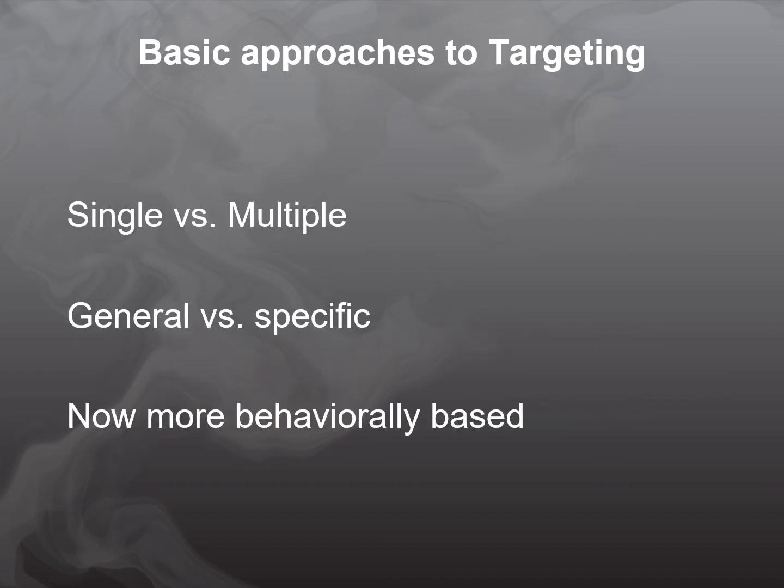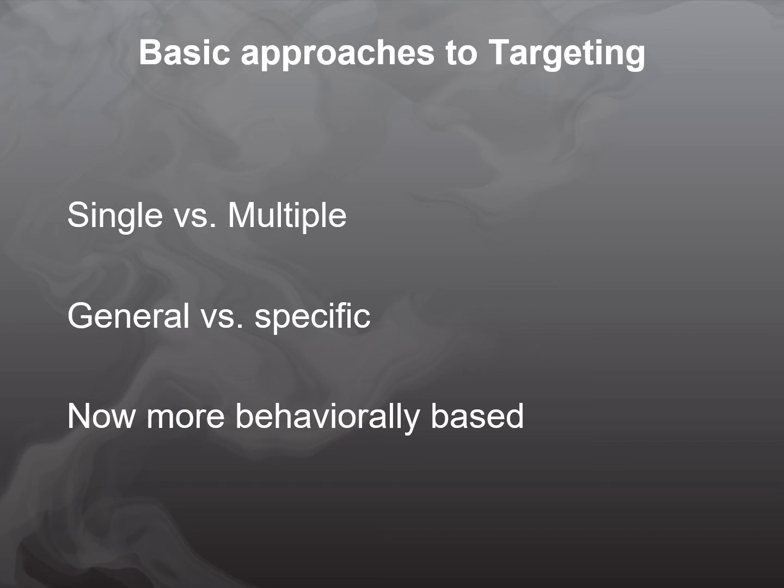The basic approach to targeting is we may have one target market or we may have multiple target markets. Think about a fast food restaurant, right? A fast food restaurant could focus on one target market. That is, it could focus on a very specific group of people with a very specific set of wants and needs, or it could have multiple groups. Now, most fast food restaurants have a multiple approach to targeting. That is, they try to target a wide variety of customers with different product offerings.